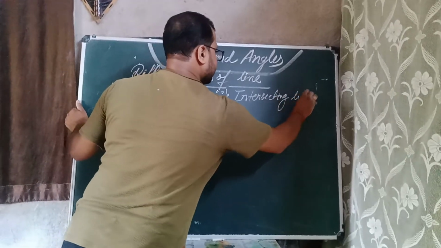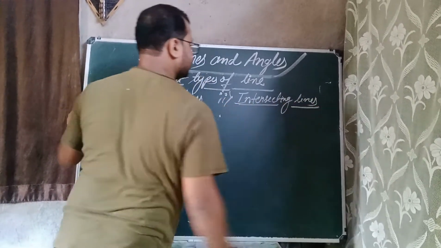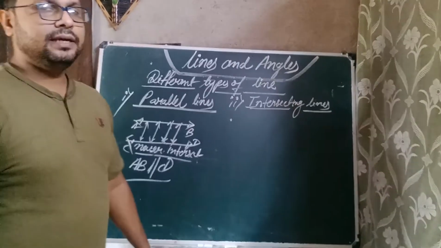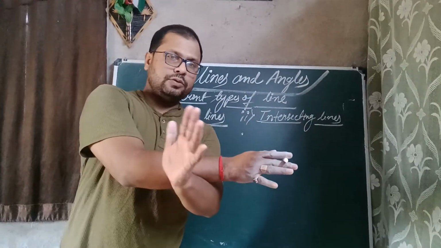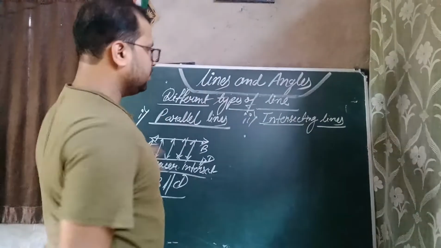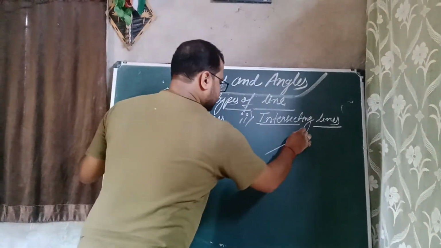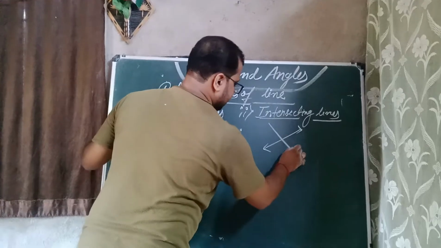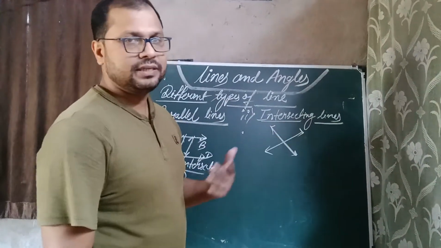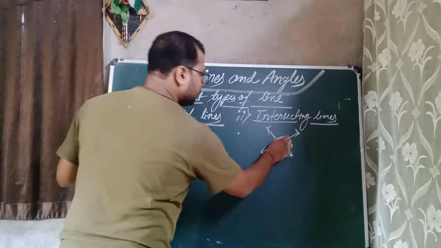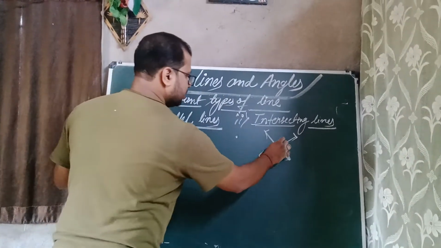Intersecting lines. By name only it is clear: when two lines are crossing each other. They are crossing each other. That is known as intersecting lines. As you can see, these are called intersecting lines. No more explanation is needed. So they will have a common point, whatever you want to name it.